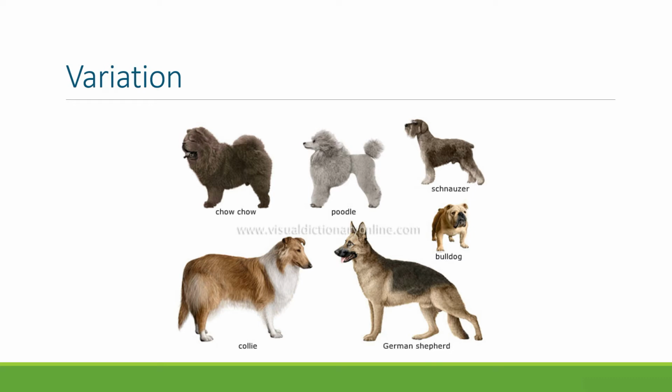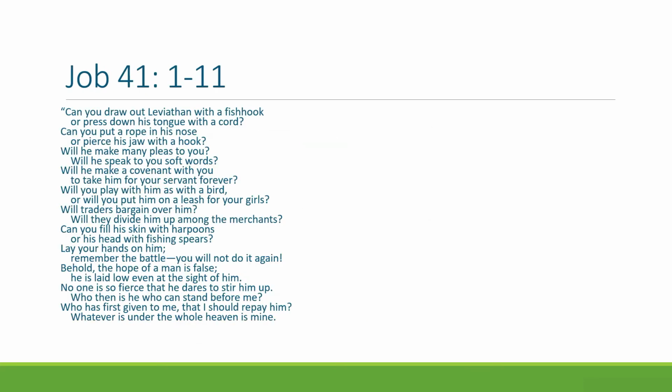Now, there are some very interesting creatures, especially when you think about the sea creatures, and the Bible talks about them. Job 41 introduces us. This is God speaking to Job, and he says, "Can you draw out Leviathan with a fishhook, or press down his tongue with a cord?" And there comes this huge description of an impressive sea creature.